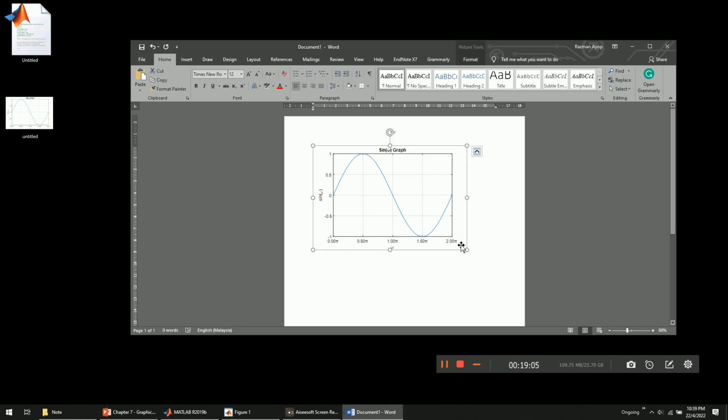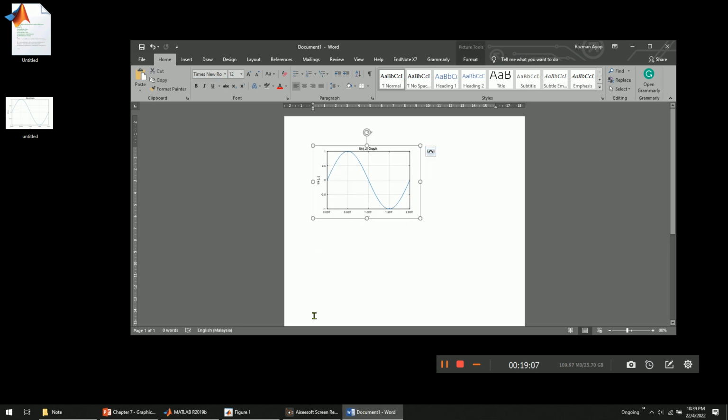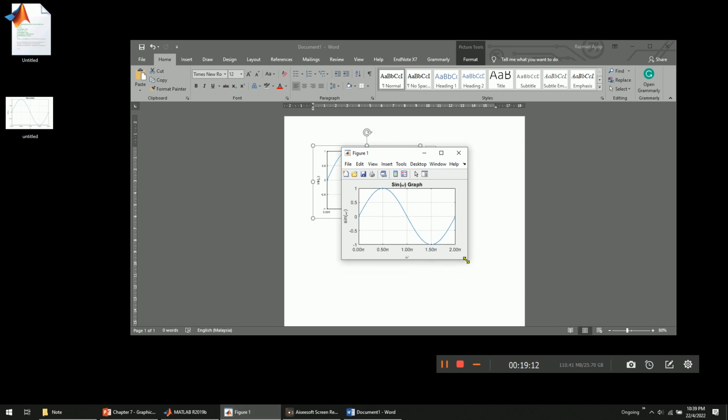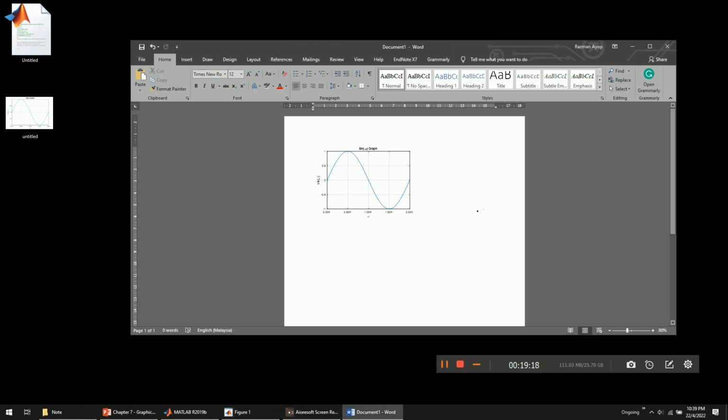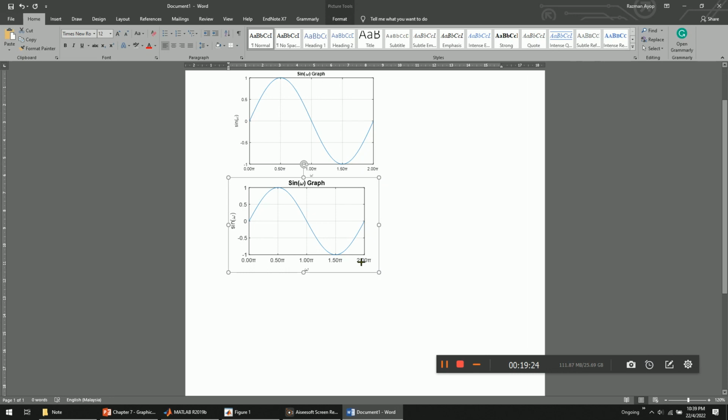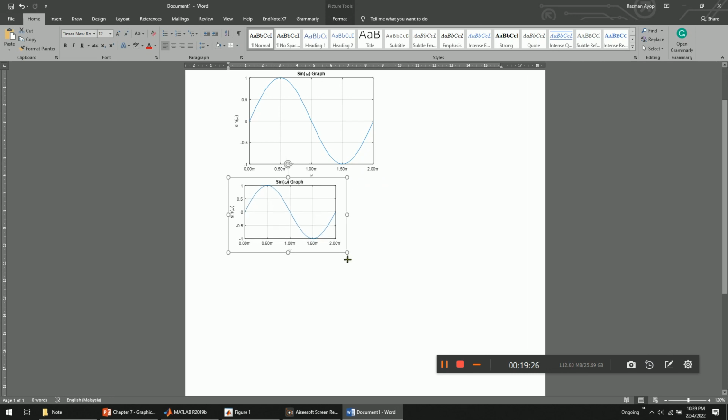If you want to adjust the size, you cannot adjust it here, you adjust it earlier. So for example, something like this: Edit, Copy Figure, and then paste. So you have a better figure. You have to adjust it before you copy it.